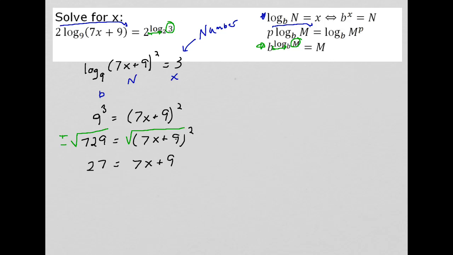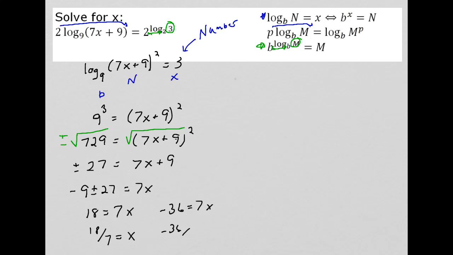We can subtract 9 from both sides of the equation. So we get negative 9 plus or minus 27 equals 7x. Let's see, negative 9 plus 27, that would be positive 18. Negative 9 minus 27, that would be negative 36. So we have 18 sevenths for x, or negative 36 sevenths for x.